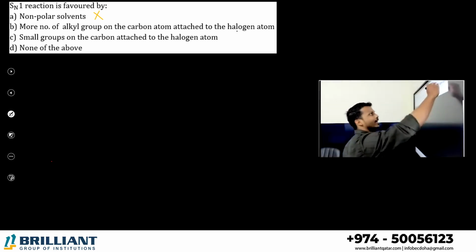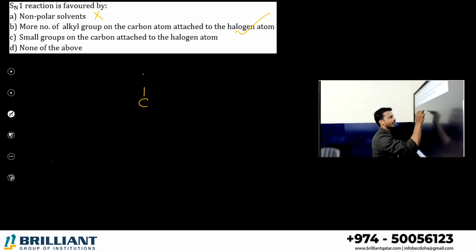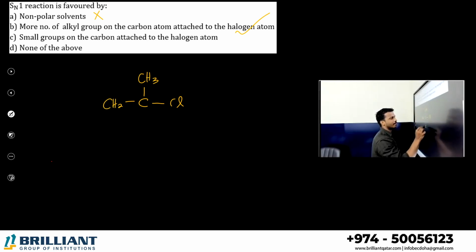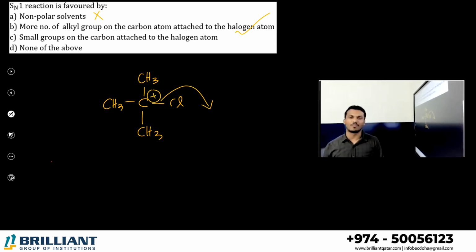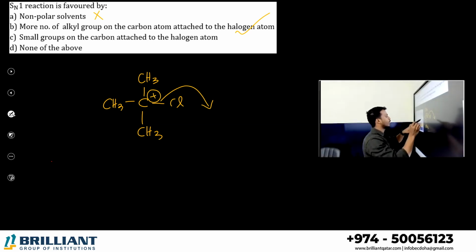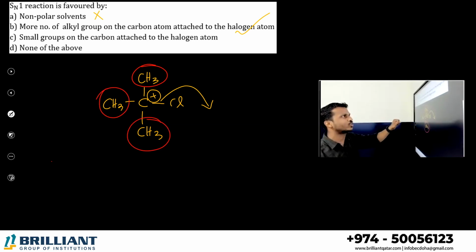Yeah, right. SN1 reaction favors tertiary. If the halogen-connected carbon is directly connected to 3 carbon atoms, by the removal of this halogen you will get a more stable carbocation, correct? How many alkyl groups are here? 3. More the number of alkyl groups on the carbon attached to the halogen, it will favor the SN1 mechanism. Yes, tertiary will prefer to undergo it. Option C, small group on the carbon? No, none of this. Okay, option B.